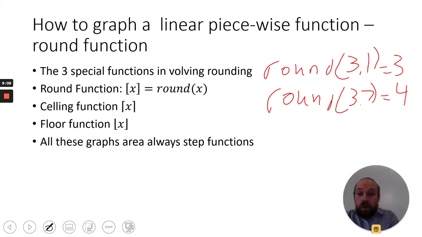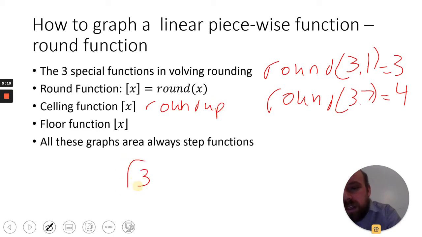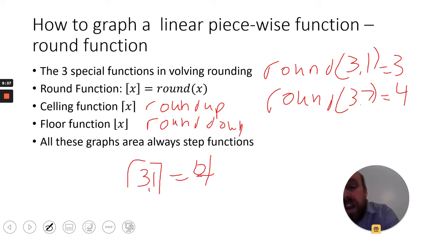But ceiling and floor are unique functions that always round up or always round down. Ceiling always rounds up. So if I would look for the ceiling, which is like a bracket with only tops, of, let's say, 3.1, that will be 4. Ceiling of 3.1 always rounds up. 3.1 will become 4. If I use a floor function, it always rounds down. And those are brackets with just a floor under it. And if I would do the floor of 3.7, that would be 3. So ceiling function always rounds up. Floor function always rounds down. And the round function does exactly what you were taught when you were taught how to round.